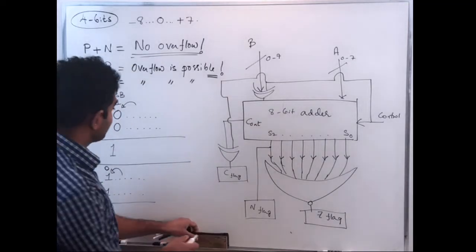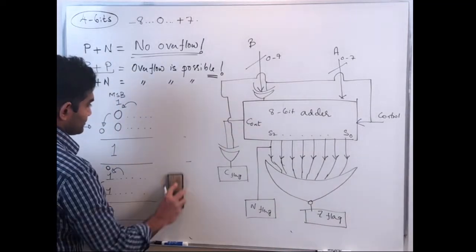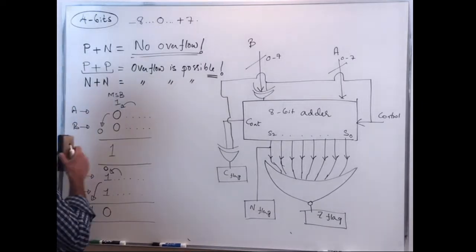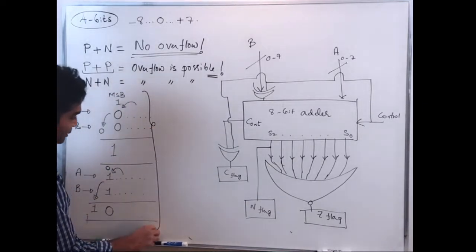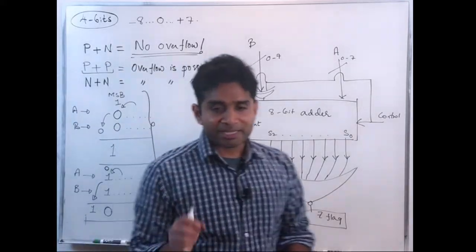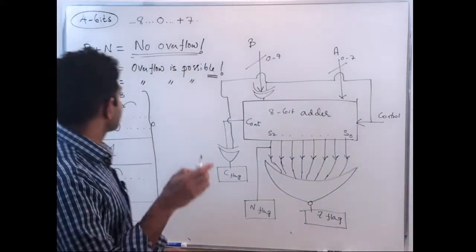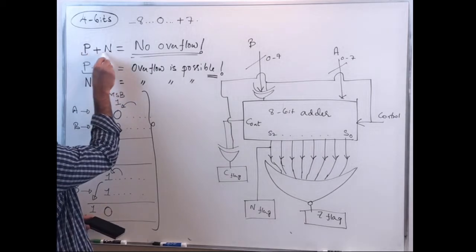Okay, so let's see. This is good. This is for the overflow. This is the cases where I'm adding two positive numbers, two negative numbers, and checking for the overflow. Let's see what happens when I'm adding a positive number to a negative number.